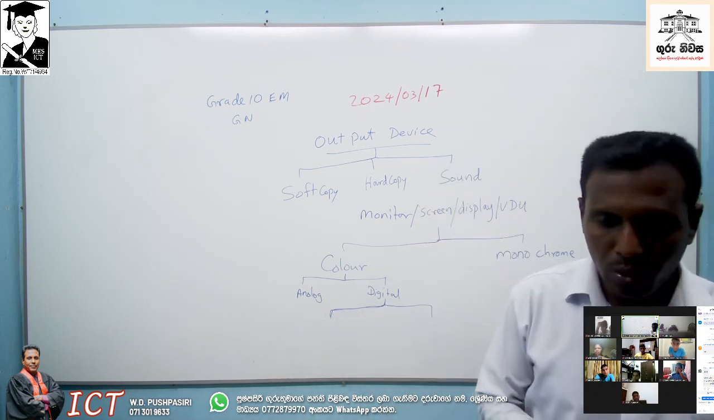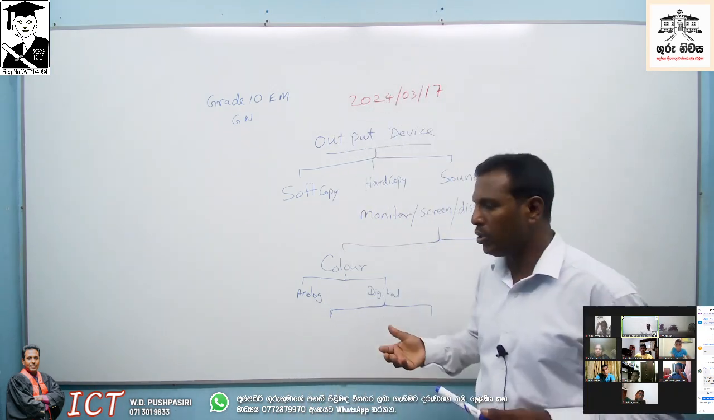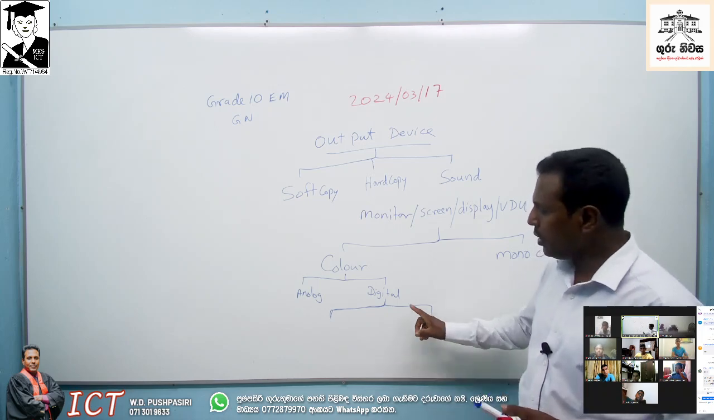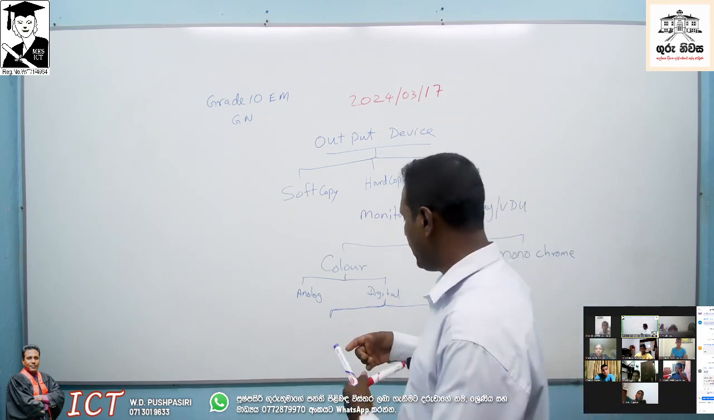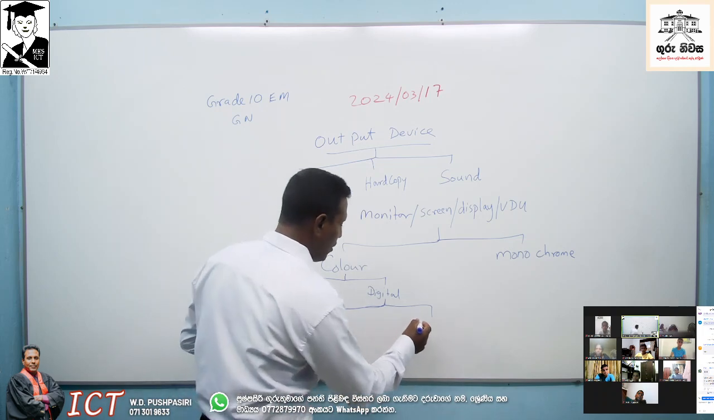You don't get that in your textbook. But beyond that you should understand them. That's what I'm explaining to you, all those things, right? So in digital computer monitors you get these two: CRT, FST.